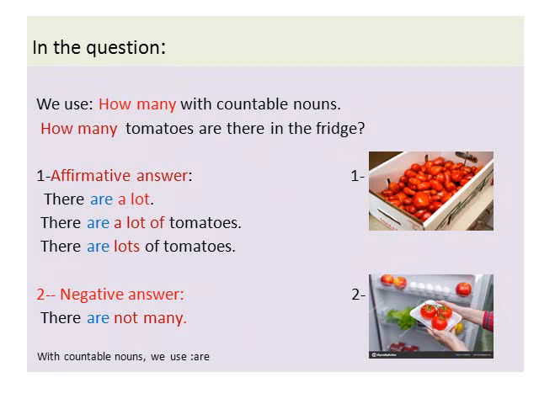Picture 2. How many tomatoes are there in the fridge? There are not many. So in the affirmative answer, we use a lot. In the negative answer, we use not many. Not many. With countable nouns, we use are.